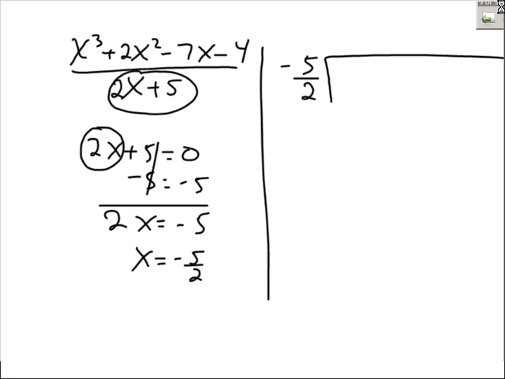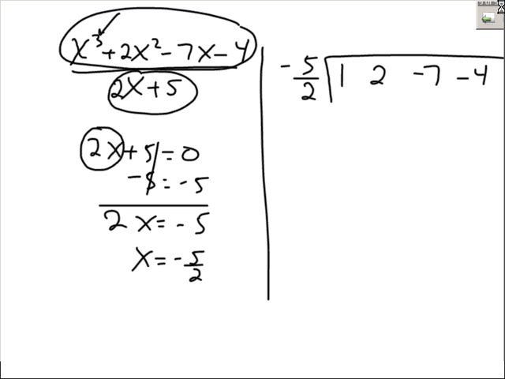What goes under the bar? The numerator, highest degree is 3. We put how many x cubes we have, how many x squares we have, how many x's we have, and what the constant is. Then we bring down the 1. 1 plus 0 is 1. Negative 5 halves times 1 is negative 5 halves. We have to add them.